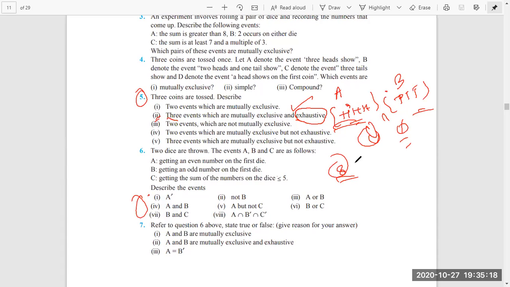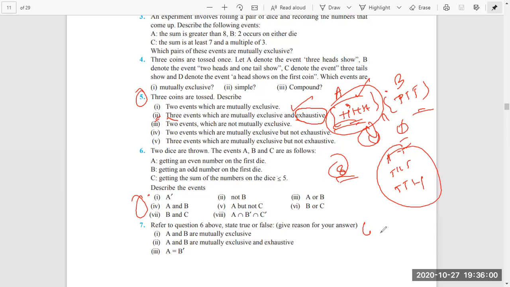Okay, so event A, all heads. Event B, only one head. Getting only one head, then there will be head, tail, tail, tail, head, tail, tail, tail, head. So you will get three here. Okay, so what about event C?